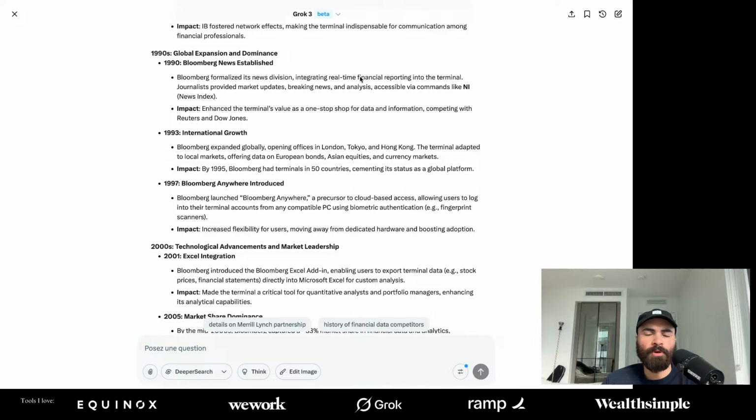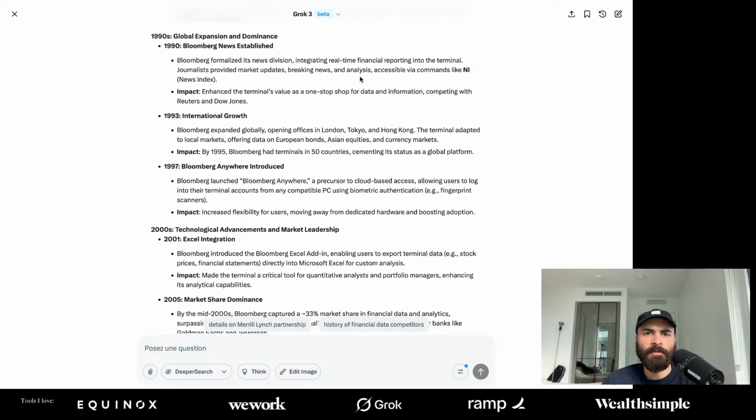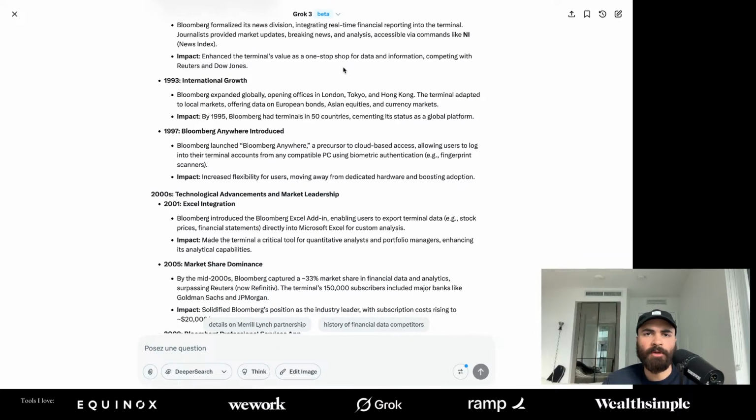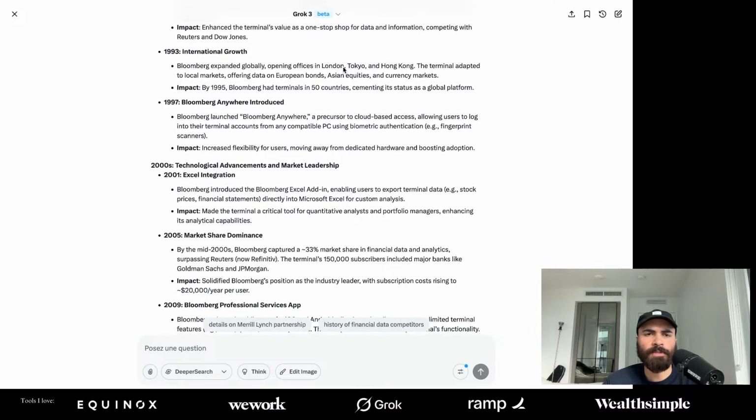90. Bloomberg News established. Global expansion dominance. Formalized its news division, integrating real-time financial reporting into the terminal. Journalists provided market updates, breaking news, and analysis accessible via commands like NI, News Index. Enhanced the terminal's value as a one-stop shop for data and information, competing with Reuters and Dow Jones.